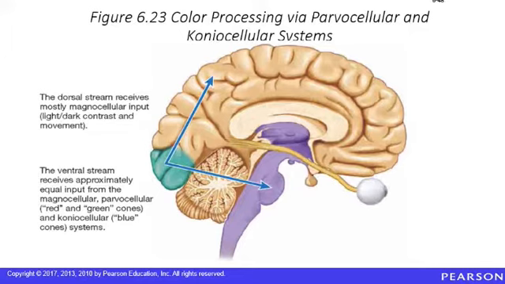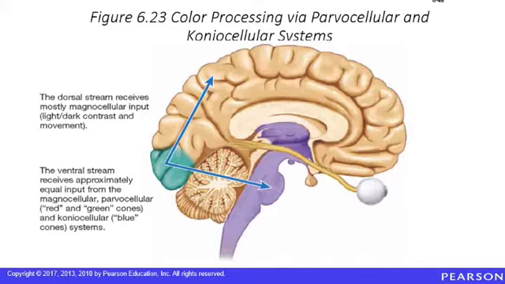We have two streams of processing from the visual cortex, and we'll talk more about those in a little bit, but we're talking about a dorsal stream that projects from the occipital cortex up to the parietal cortex. And this dorsal stream receives mostly magnocellular input to detect movement and light and dark contrast. And it turns out that this dorsal stream is very important for our ability to process information regarding where something is located in the external world. The so-called where system is the dorsal stream.